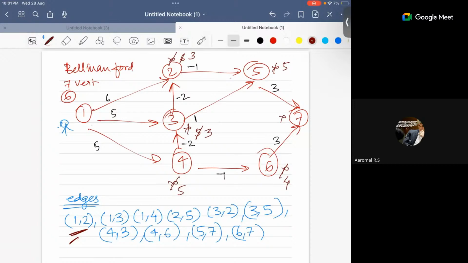So 4. 5, 6. Where is 5, 6? 5 plus 3 is 8, less than infinite. So I'll update. 6, 7. 4 plus 3 is less than 8, so 7. So first iteration is done. This we have to keep on doing for 6 times.